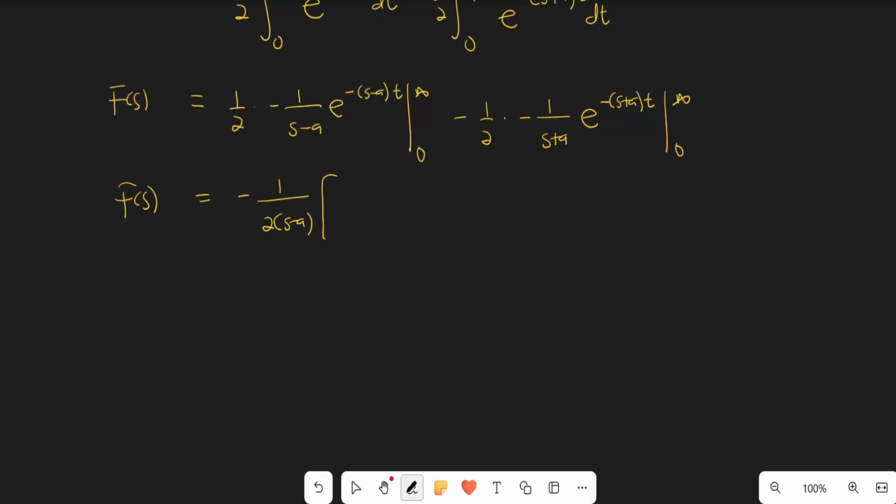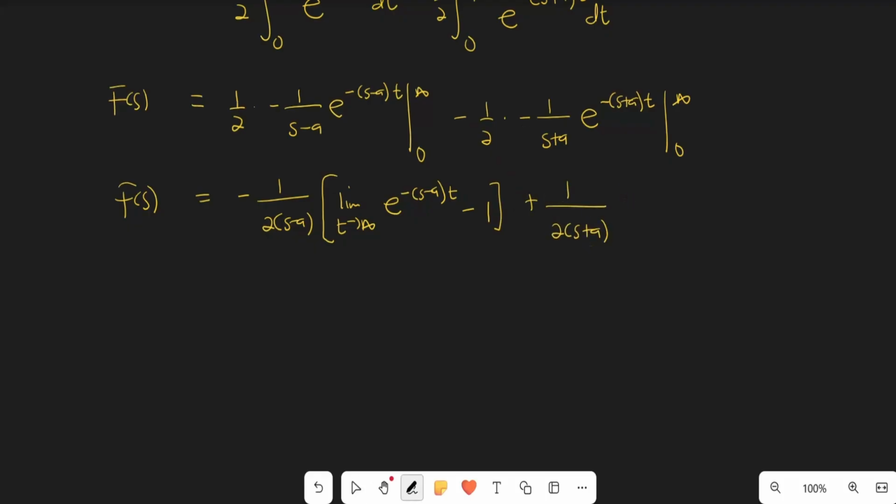Okay, so here we are going to impose the assumption. So let's take the limit first. We are going to take the limit as t goes to infinity, which is the upper limit of e raised to the power negative s minus a times t, minus the lower limit. When you plug in 0, this one here goes to 0, and then e raised to the power 0 is 1. So the lower limit is actually evaluating to 1. And now we have negative here, that becomes positive 1 all over 2 times s plus a.